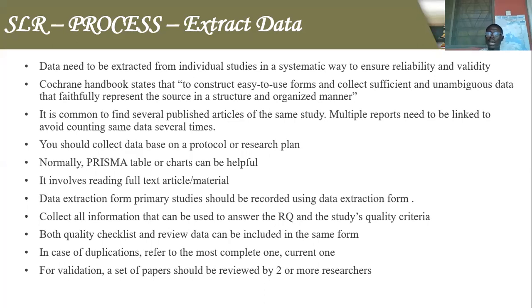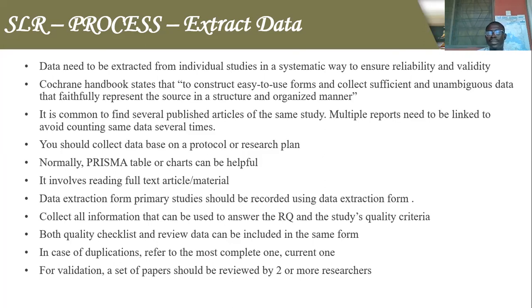That is key. So make sure in your criteria of exclusion and inclusion, you state that all secondary data or secondary studies will be ignored, unless maybe for a special reason, because systematic literature review deals with primary studies. Then we also collect all information that can be used to answer the research question. So you extract the data that is meaningful, that will help you to answer the research question that you have in your first stage. You don't just gather any data. Any data that has nothing to do with the research question, you ignore it.